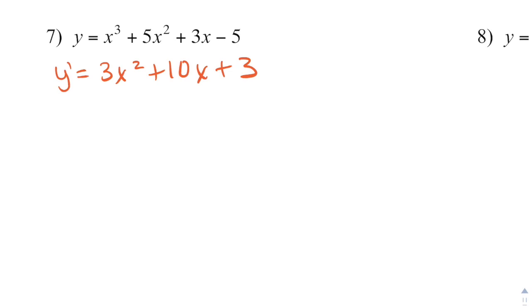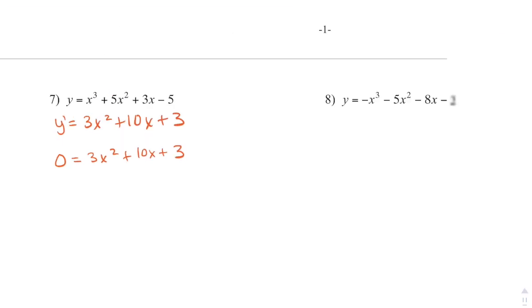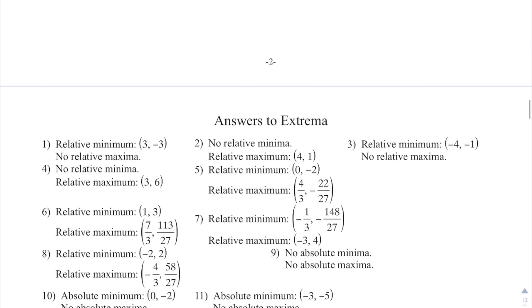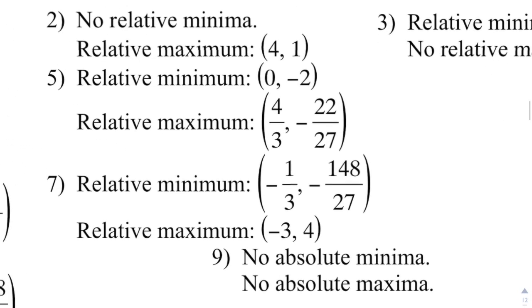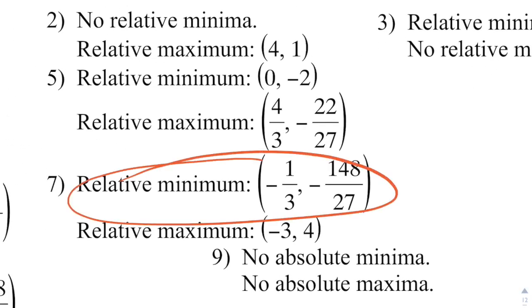So 3x squared plus 10x plus 3. You set the derivative equal to 0. So we get this. I don't think there are any nice solutions. Let's see what number 7 has for an answer. Number 7 has this for an answer for minimums.